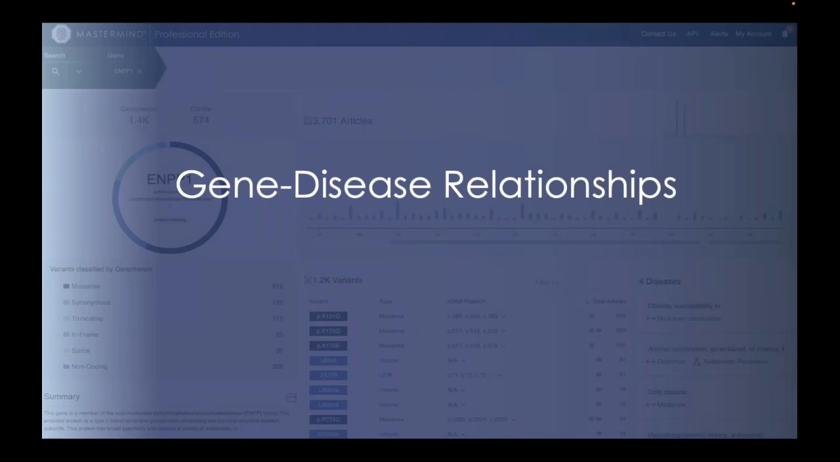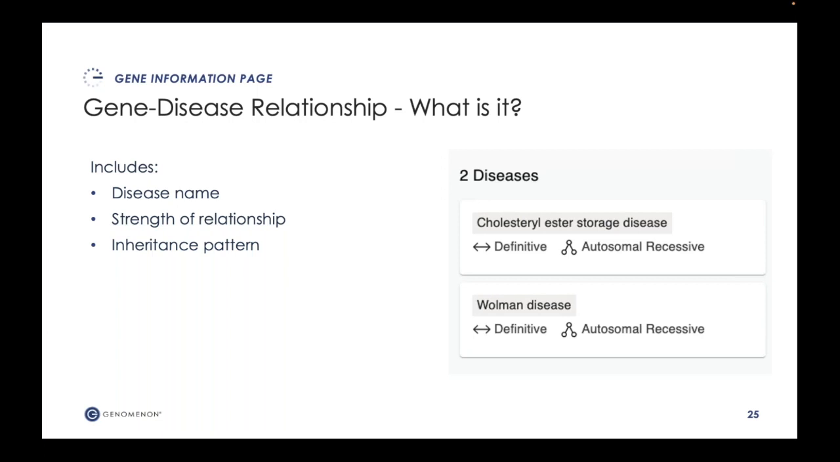Next, we'll dig into the gene-disease relationships. Next slide. This particular section includes the disease name, the strength of the relationship, and the inheritance pattern for any gene that we have curated up to this point. Next slide.